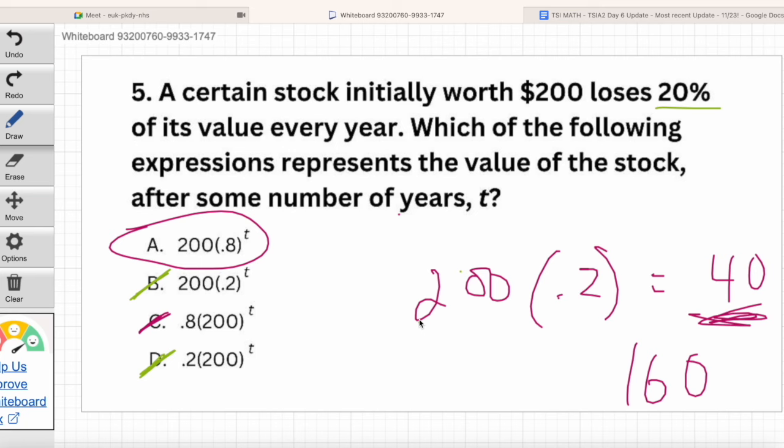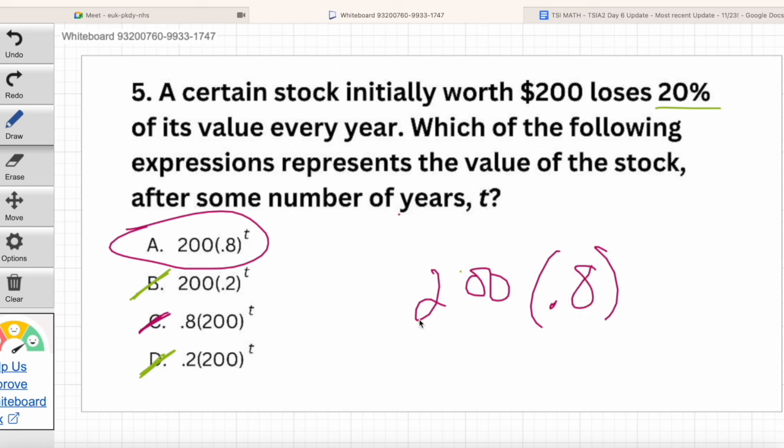Yes. Okay. But a better way to do it is in one step. If you're decreasing something by 20%, how much is left? What percentage is left if it goes down by 20%? 80%. So instead of calculating 20% and subtracting it, just find 80% of 200. What do you multiply 200 by to find 80% of it? Sorry, 0.8. If it's going down by 20%, that means there's only 80% left every year that goes by. And that gives you 160.